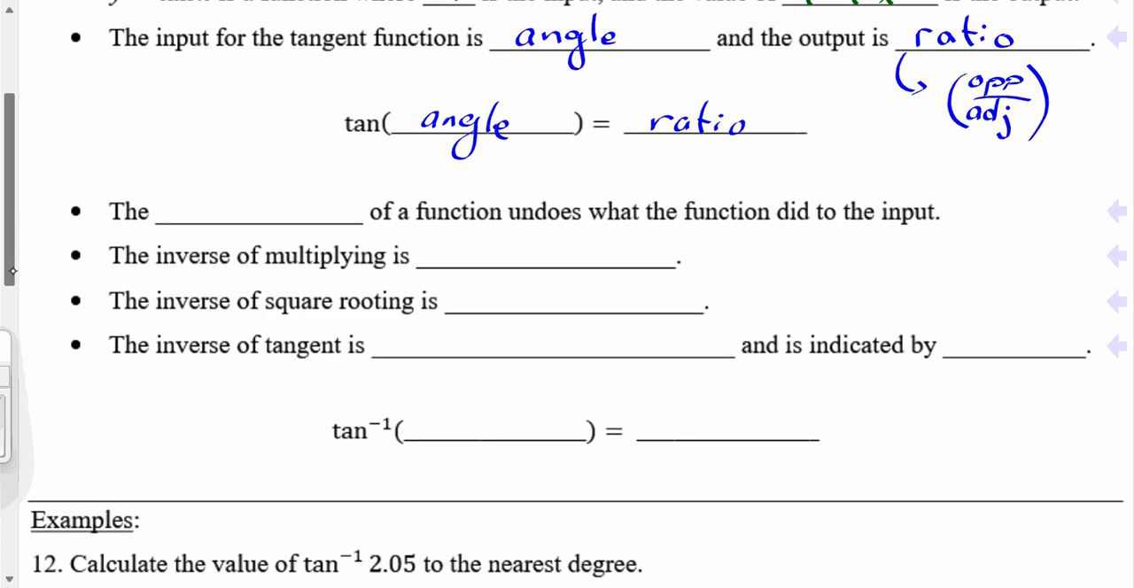Now we want to talk about what are called the inverse of a function. So an inverse operation undoes what another operation did. So if I multiply, what would its inverse be? What undoes multiplying? Dividing. If I square root something, what undoes square rooting? Squaring.